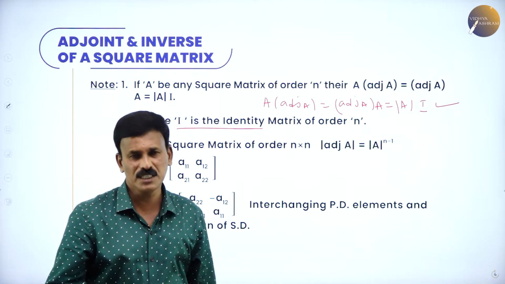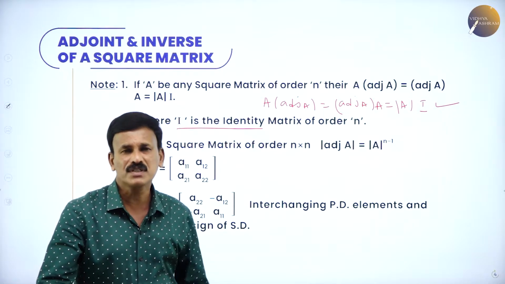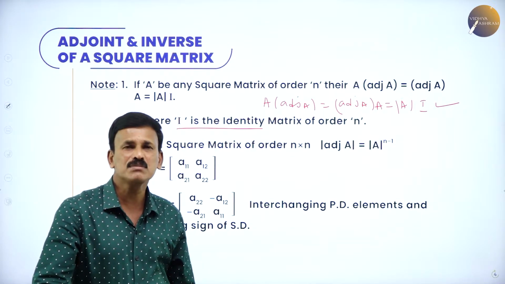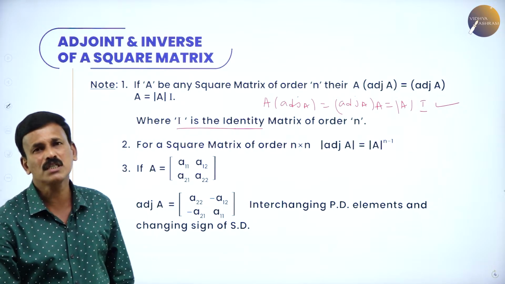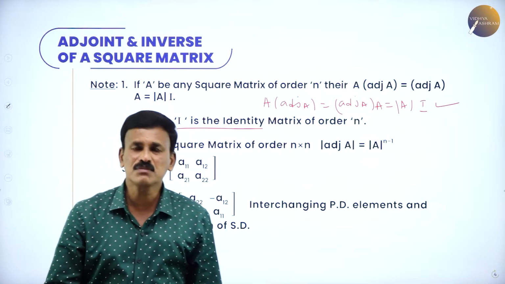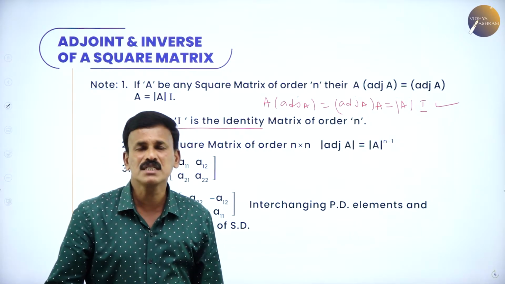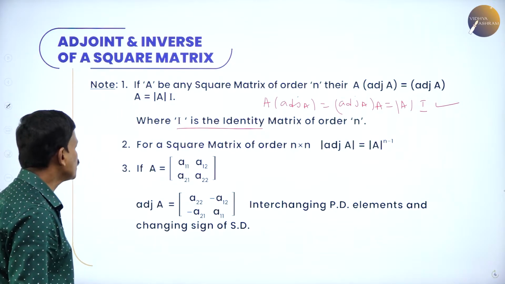If you multiply any matrix with the adjoint matrix of the same matrix, the result is always equal to determinant of A into I. Or if the adjoint of that matrix is multiplied by the same matrix, then that is also equal to determinant of A into I. I is an identity matrix.